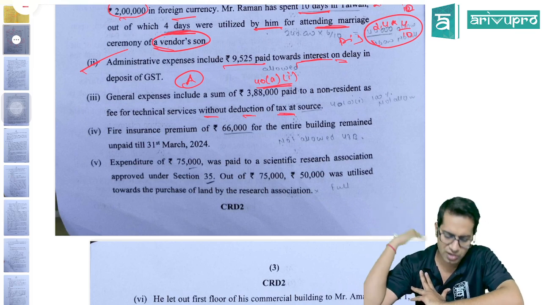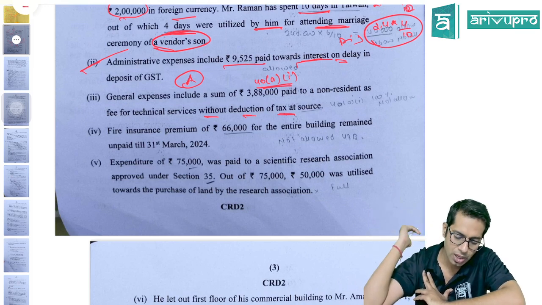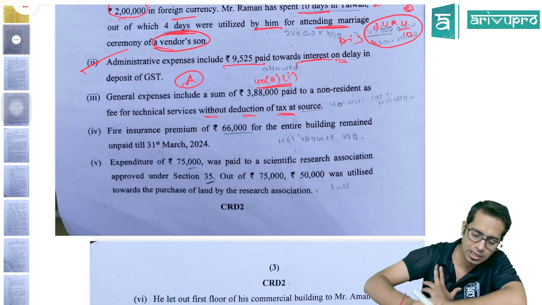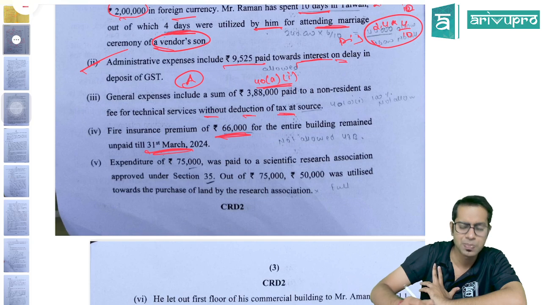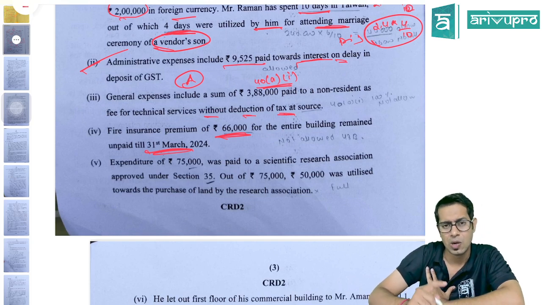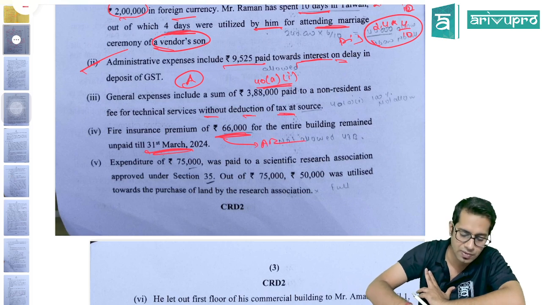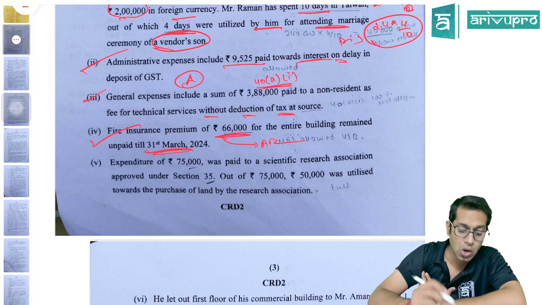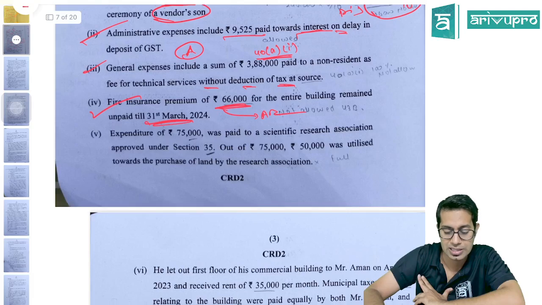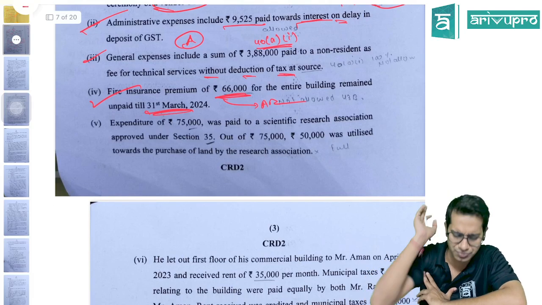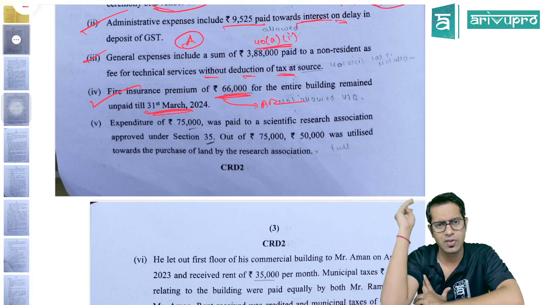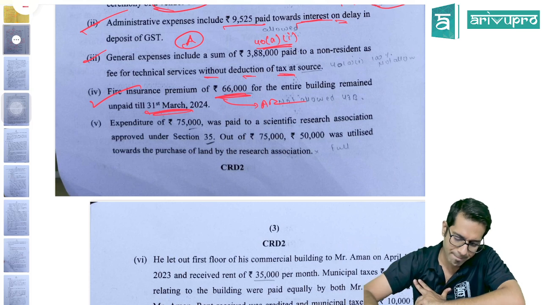I mean, where you pay the TDS in that year, it will be allowed. Fire insurance premium of 66,000 for entire building remained unpaid until 31st March. Now please note, fire insurance premium, I don't care whether it is paid or not, because I am following accrual basis, this expense will be allowed. Only in case of health insurance, they say it should be paid within the due date of 43B.